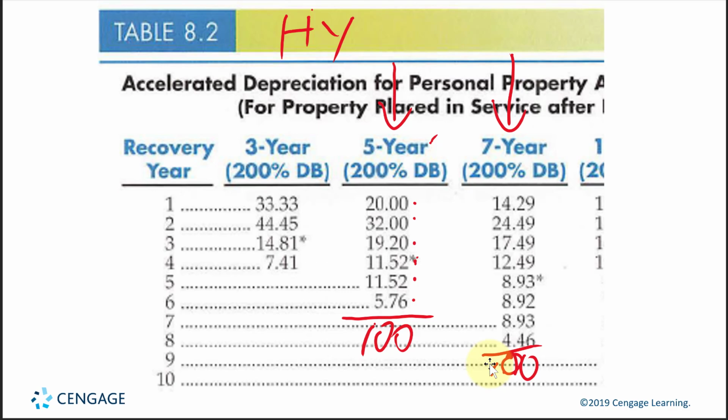Okay, and then again, no salvage value taken into account, even though the assets still may be there after 5 or 7 years. Makes it much more objective.